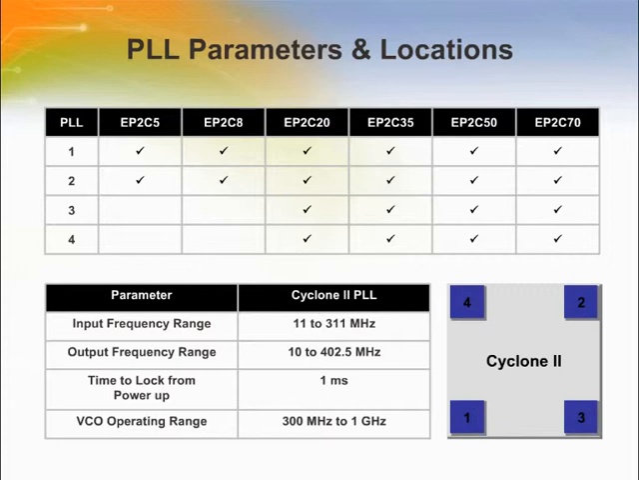Cyclone II PLLs support 4 clock feedback modes: normal mode, zero delay buffer mode, no compensation mode, and source synchronous mode. Cyclone II PLLs do not have support for external feedback mode. All the supported clock feedback modes allow for multiplication and division, phase shifting, and programmable duty cycle.